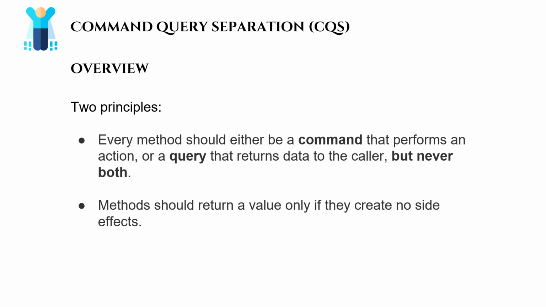It has two main principles. The first one: every method should either be a command that performs an action like update, add, or delete, or a query that returns data to the caller, but never both. Which means that a command can never return data to the caller, and a query cannot do any updating actions, cannot make any change to the database. And that is the most important principle of this pattern. The second principle is methods should return a value only if they create no side effects.